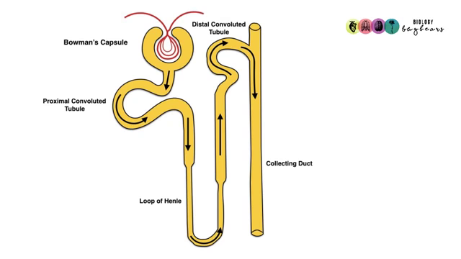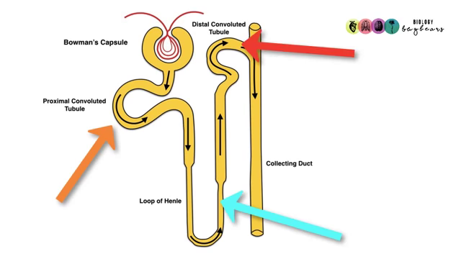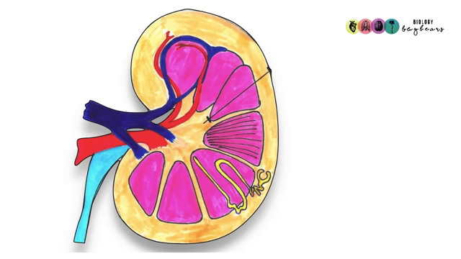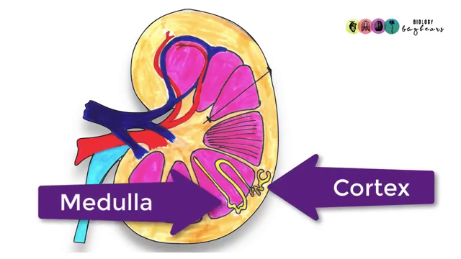So that completes reabsorption. That's the second stage in the formation of urine. Remember that it took place in the proximal convoluted tubule, the loop of Henle, the distal convoluted tubule and the collecting duct of the nephron. But where in the kidney did it take place? It took place in the cortex and also in the medulla.